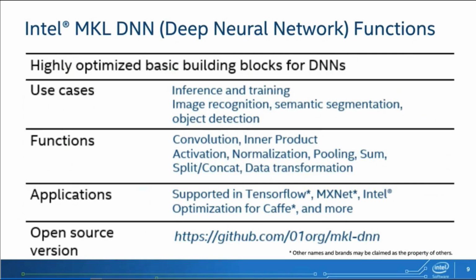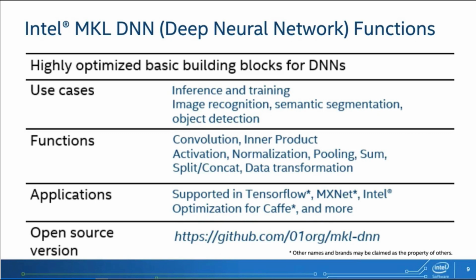We also have evolved with the times in the world of AI with deep neural network functions. So many of the commonly used building blocks for what they call DNNs are already included in the Math Kernel Library as a whole new wing of functions you can call on. Things like inference and training, image recognition, segmentation and object detection, and also the basic building blocks if you want to create your own algorithms.